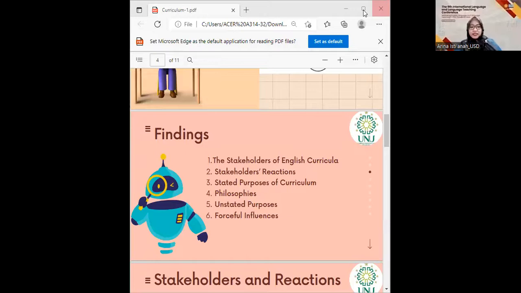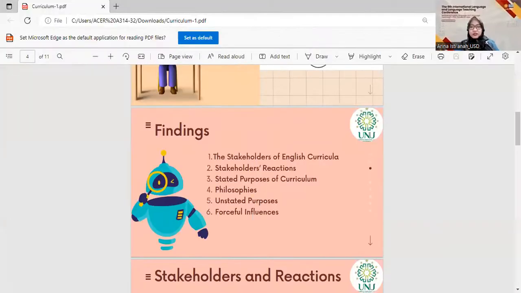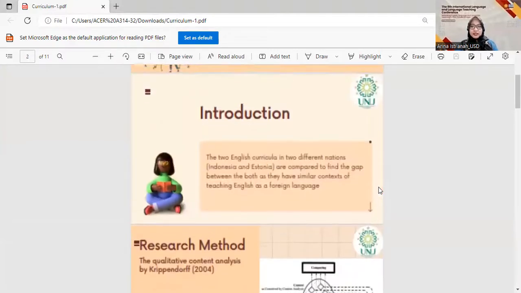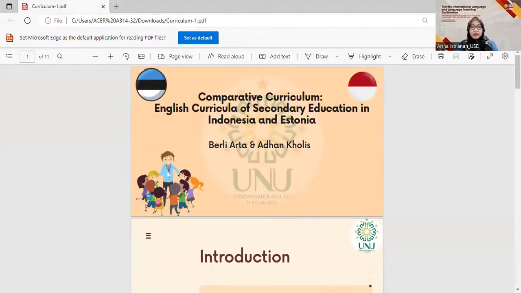Good afternoon, ladies and gentlemen. We will continue to the second presentation, and later on we will continue to the discussion after the second presentation is finished. We will have Pak Berli from Nahdlatul Ulama University Yogyakarta. And Pak Berli, you have 15 minutes for the presentation. After that, we will continue to the discussion.